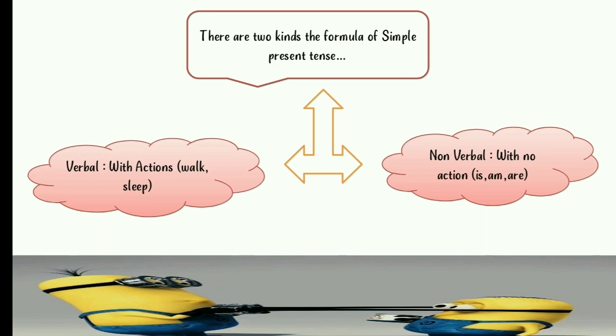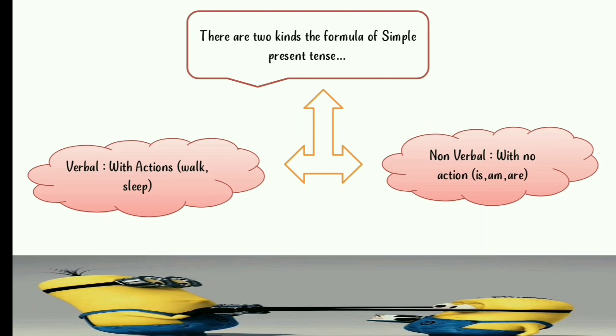Aksi misalnya berjalan. Ada aksinya kan? Ada kata kerjanya. Memasak, tidur, bernyanyi, ada aksinya. That is called verbal. Itu disebut sebagai verbal. And then the next one is non-verbal with no action. It means that there is no action, tidak ada aksi. Kita hanya seperti menjelaskan saja. Makanya nanti di sini dibantu dengan apa? Dibantu dengan to be, is, am, are. Jadi diperhatikan perbedaannya. Is, am, are di non-verbal, di verbal adalah kata kerja.